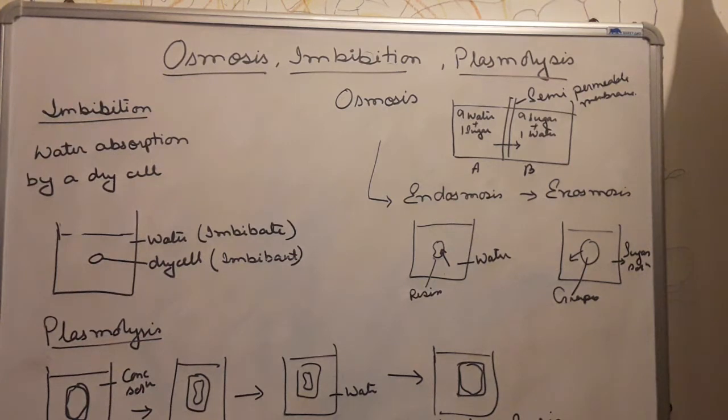Okay. Suppose we take water in a beaker and then put a dry cell. Suppose for example a gram seed. Then when we put the dry cell in the water solution, then what happens? The water is absorbed by the dry cell and it gets swelled, isn't it? That swelling is known as the imbibition due to absorption of water. Now the water which is entering into the cell is called the imbibate, and the dry cell which is absorbing the water and swelling is known as the imbibant.